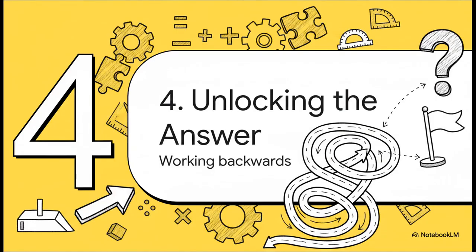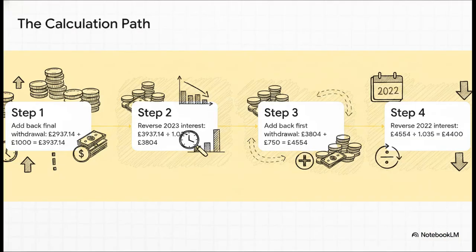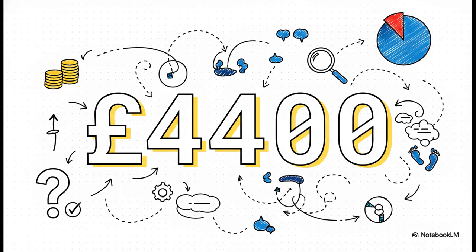The key to this entire puzzle is to just reverse the process. We know exactly where Kim ended up, so we're just going to work backwards, one step at a time, to find out exactly where she started. Let's walk through the calculations. First, we take her final balance, and we add back that last £1,000 she withdrew. Now that gives us the amount after the 2023 interest was added, so to undo that, we divide by 1.035. Simple. Next, we add back the first withdrawal, the £750. And finally, we do the same thing again. We reverse the 2022 interest by dividing by 1.035 one last time. And there it is. The initial investment was £4,400.